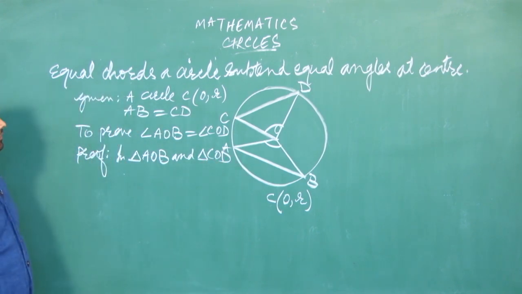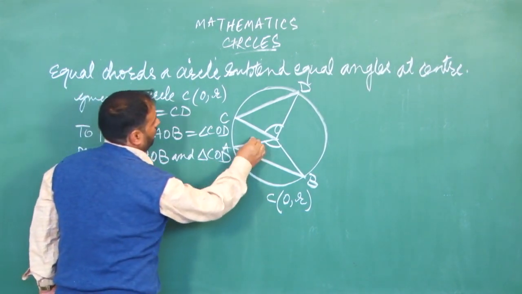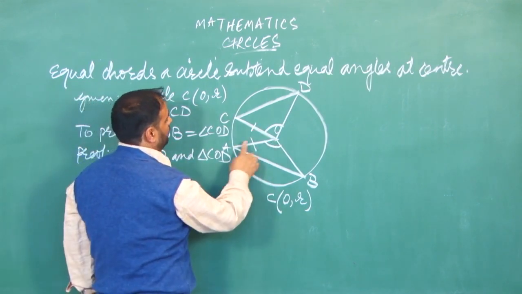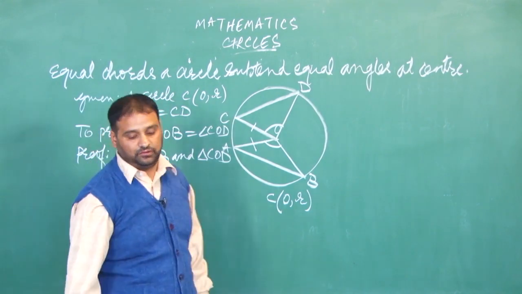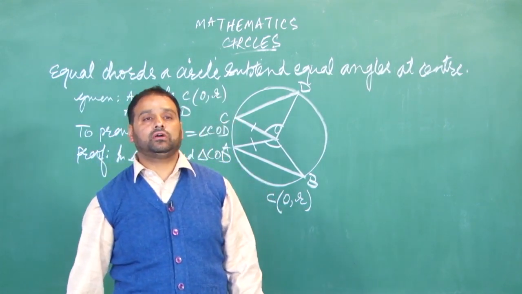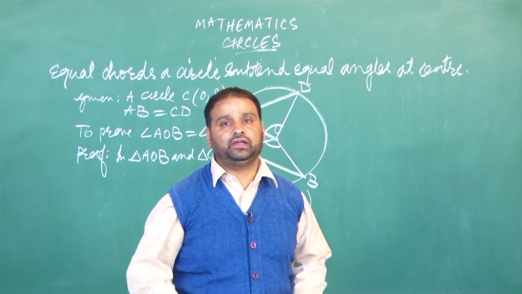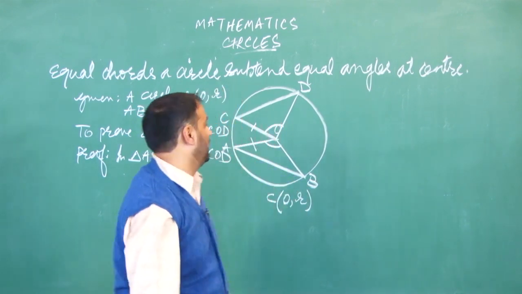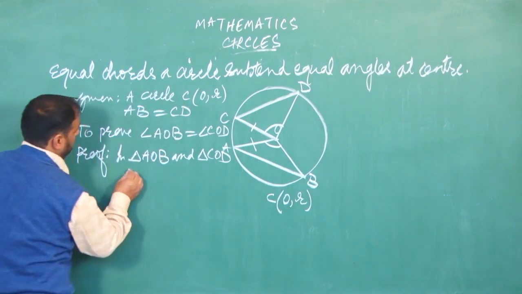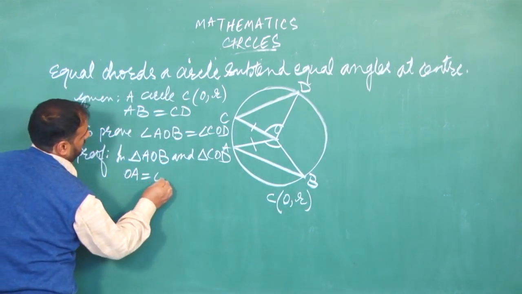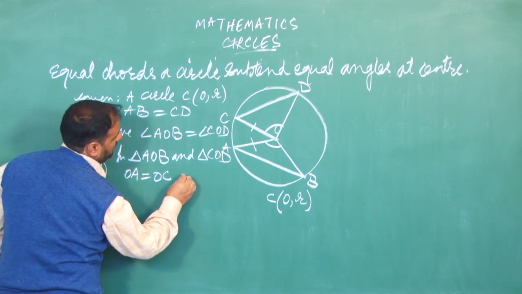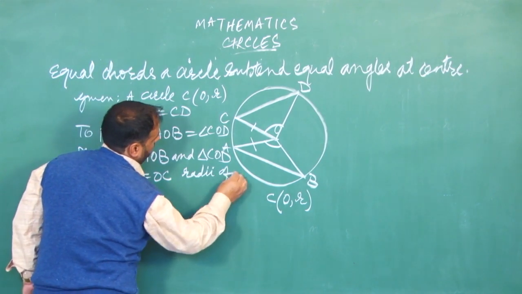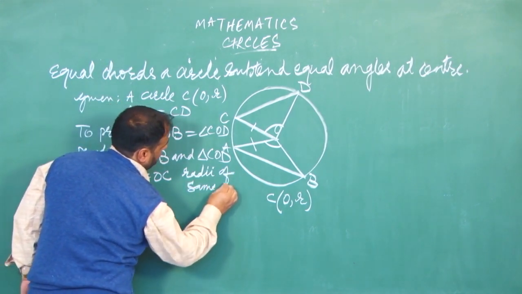Now, we will compare them. Why is OA equal to OC? Because both are the same radii of the circle. In a circle, we can draw infinite number of radii, and all the radii are of same length. So, when you write OA equal to OC, the reason is that they are the radii of same circle. Radii is the plural of radius.